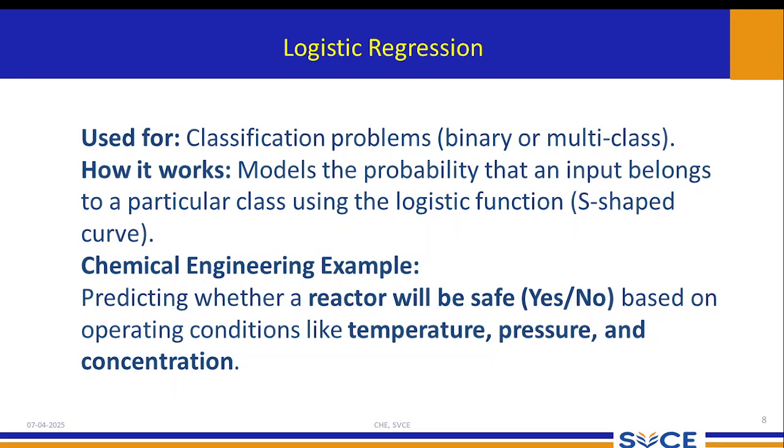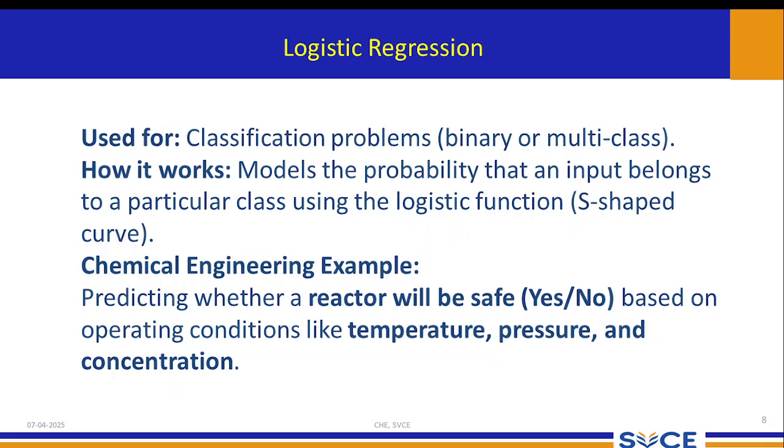And coming to logistic regression, it is used for classification problems, binary or multi-class. How does it work? It models the probability that an input belongs to a particular class using the logistic function, an S-shaped curve. The chemical engineering example given here is predicting whether a reactor will be safe or not, yes or no, based on the operating conditions.